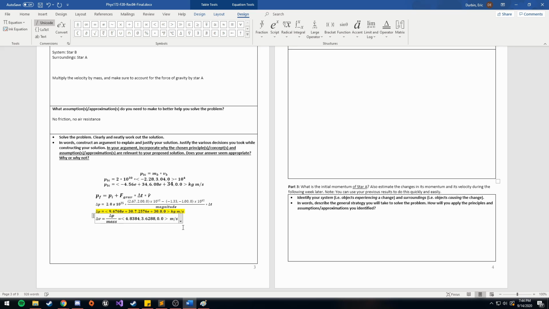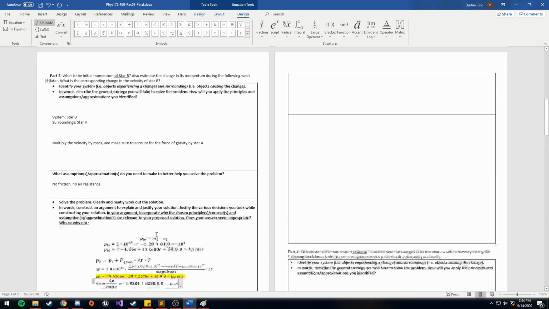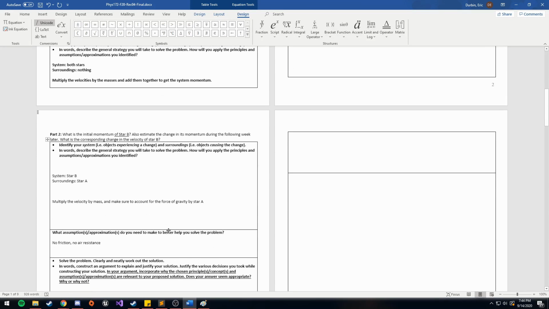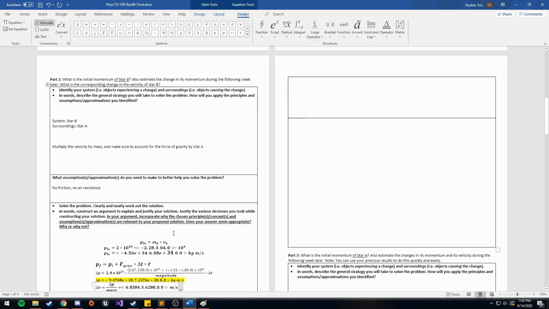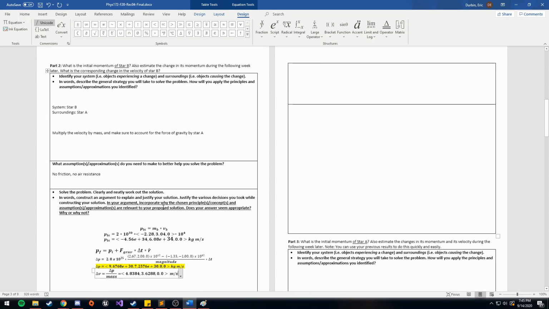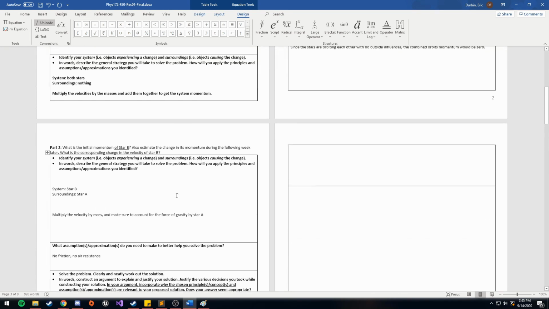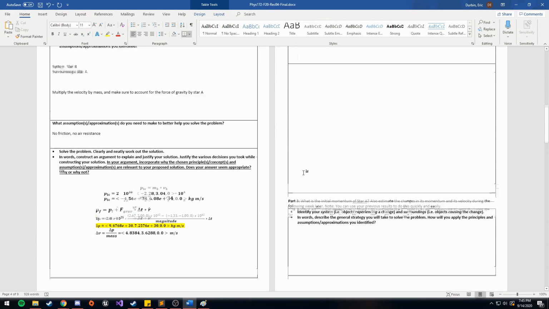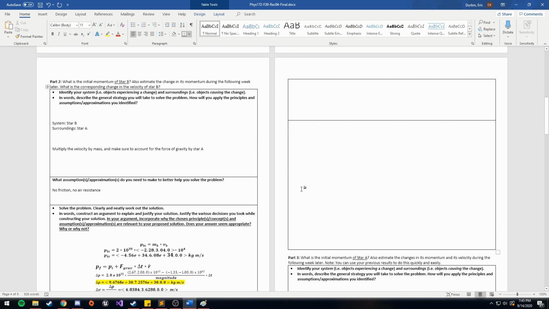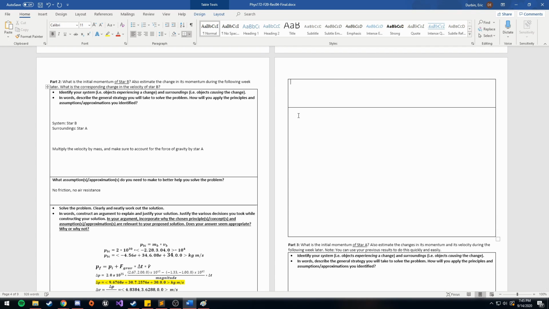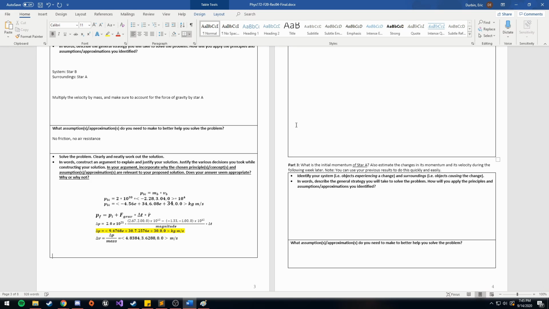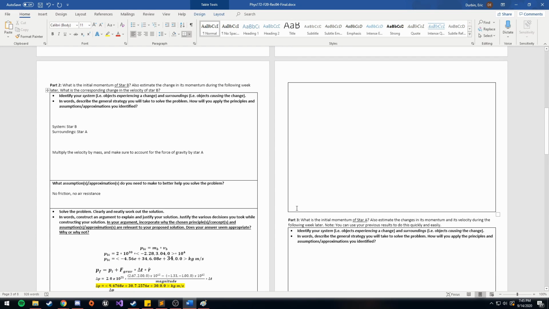Never mind. Change in velocity is like 4.8. Change in velocity is 1 over mass. Right, I'm not crazy. Yes, you're not crazy. Good answer. You did the problem correctly.